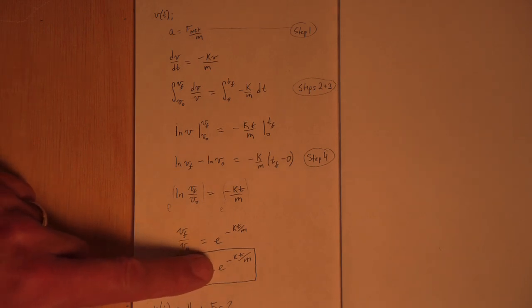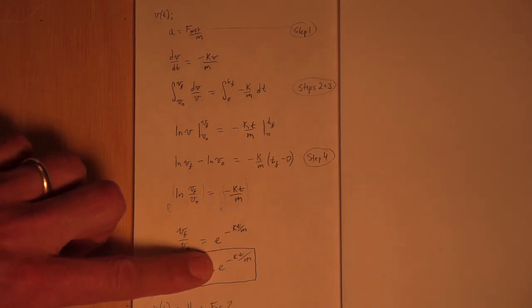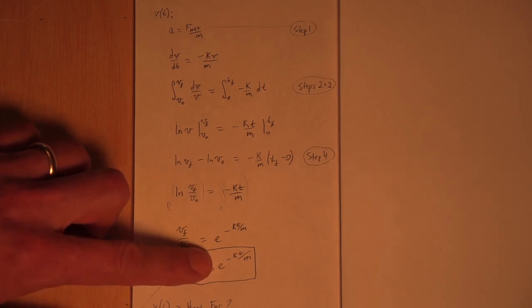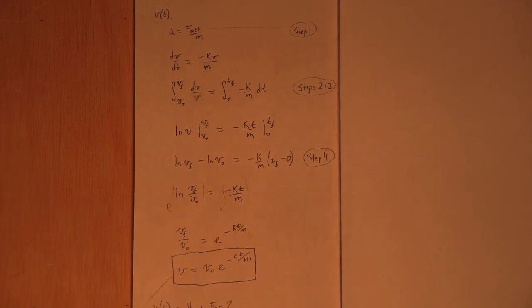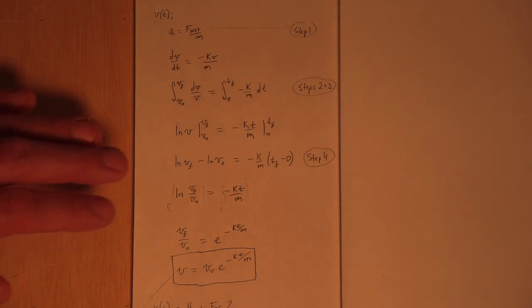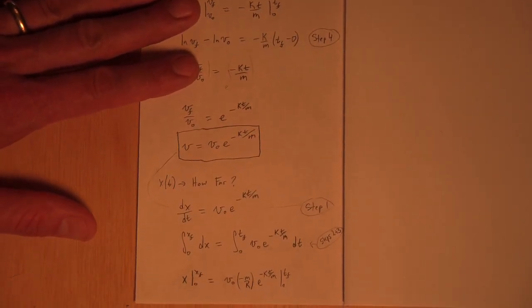Remember in the previous video, e to the negative variable starts at 1 and decays down to 0. So this is v0 times 1 and goes to v0 times 0. So it starts at v0 and gradually falls to 0, which is what we'd expect from the situation that I described earlier. Okay, so now we want to know how far this thing went.